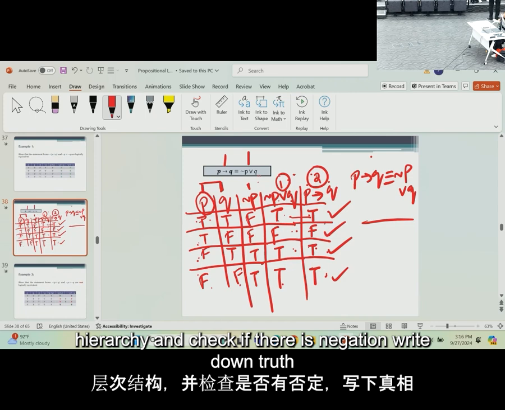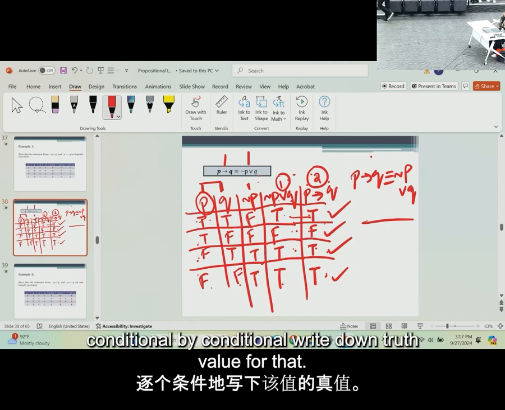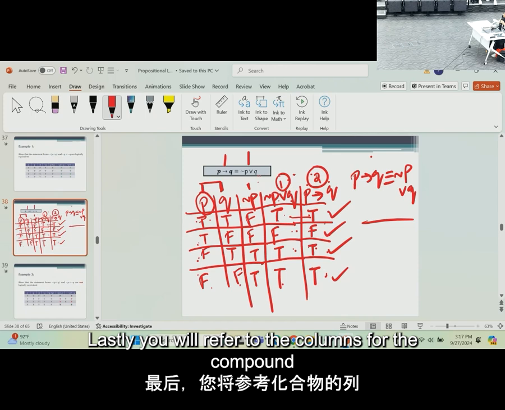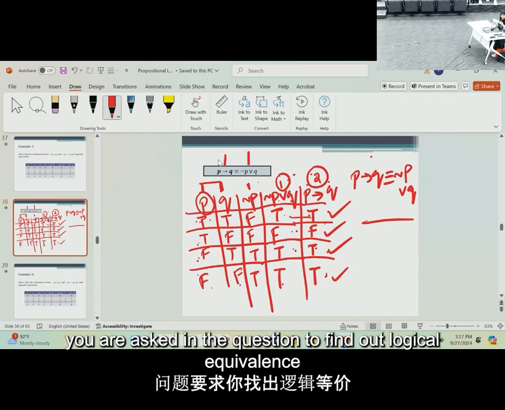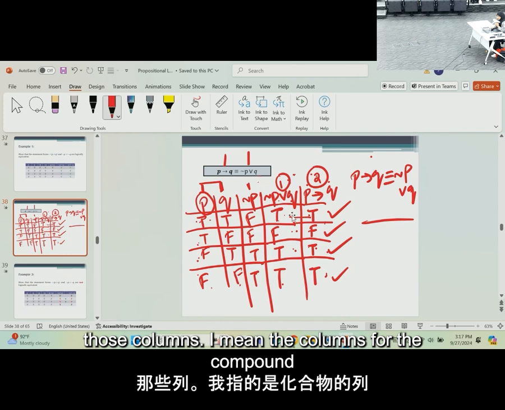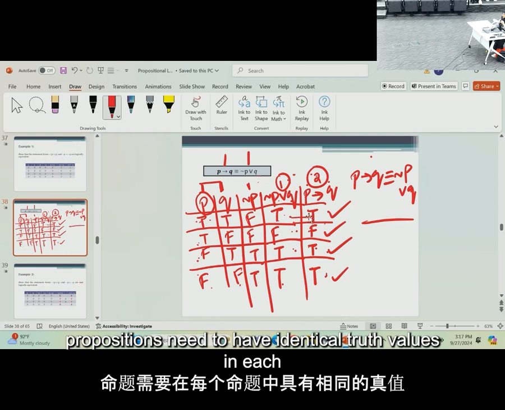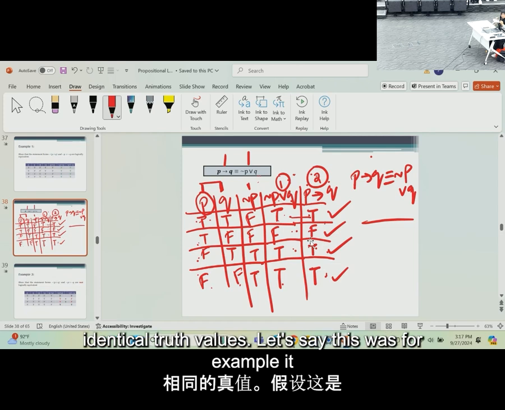If there is negation, write down the truth value for that. If there is conjunction or disjunction, next write down the truth value for that. Next, if there is conditional or biconditional, write down the truth value for that. Lastly, you will refer to the columns for the compound propositions that are of concern to you, or that you are asked in the question to find the logical equivalence of. For those, you will focus on both columns, and the columns for the compound propositions need to have identical truth values in each of the rows. The rule is that in each row they should have identical truth values.